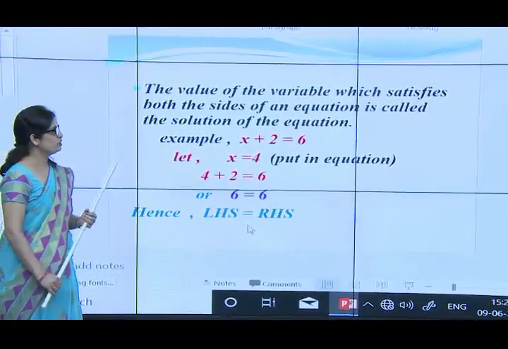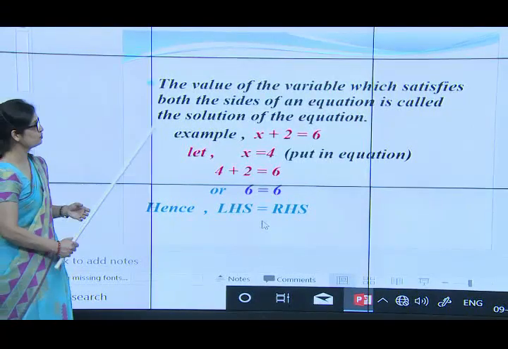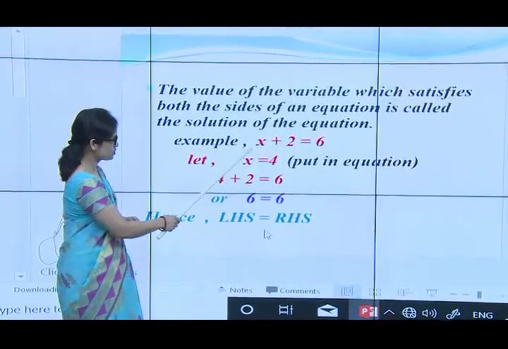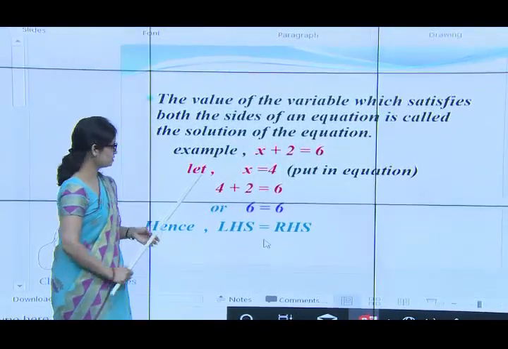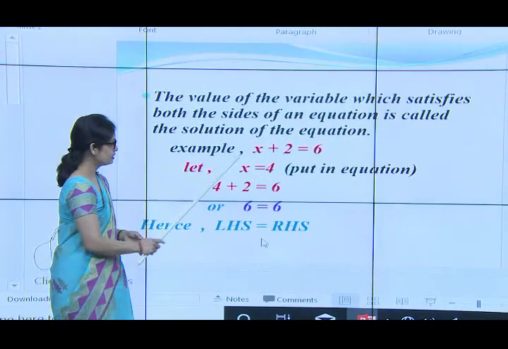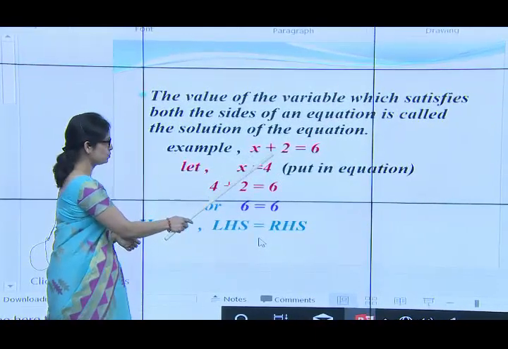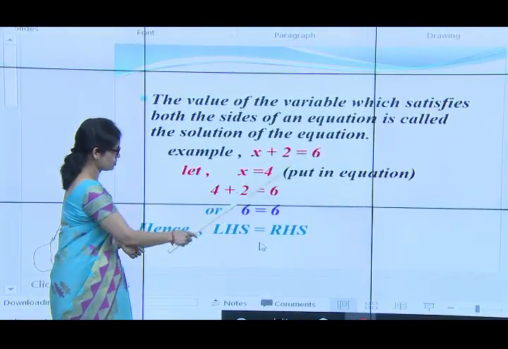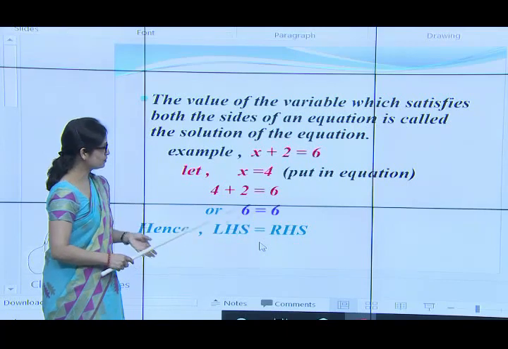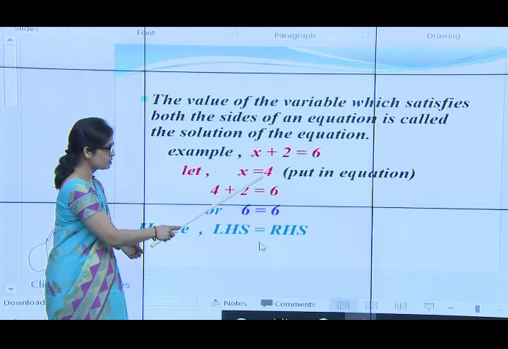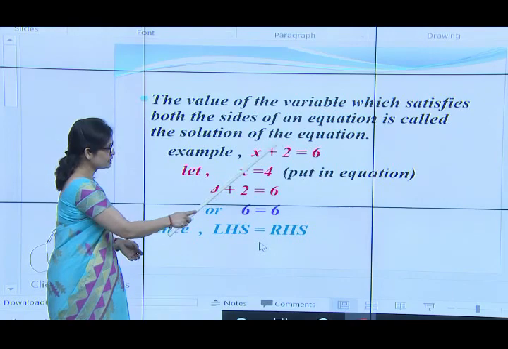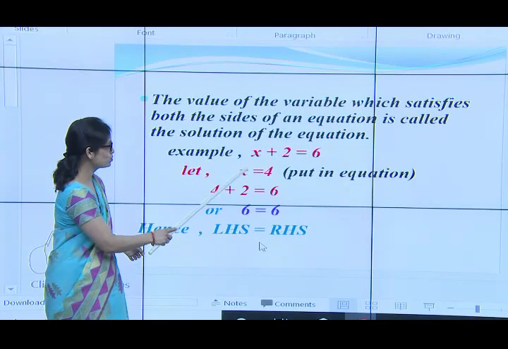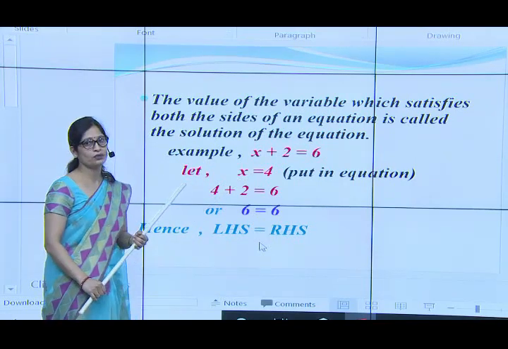The value of the variable which satisfies both the sides of the equation is called the solution of the equation. So if we consider the simple equation x plus 2 is equal to 6, and here if we put x equal to 4, then the left hand side, that is x plus 2, after solving it gives 6, and the right hand side of this equation is also 6. So we observe that for this particular value x equal to 4, the left hand side and right hand side of this equation are equal. Hence we can say this x equal to 4 is the solution of this equation.